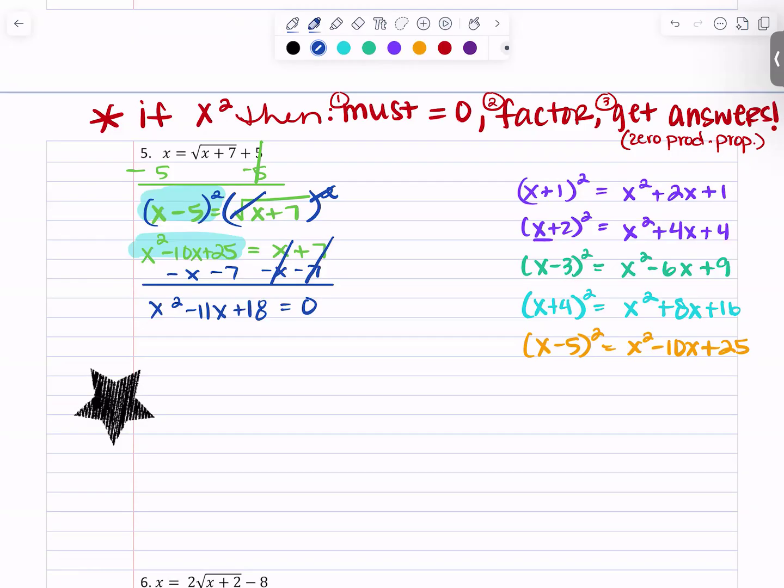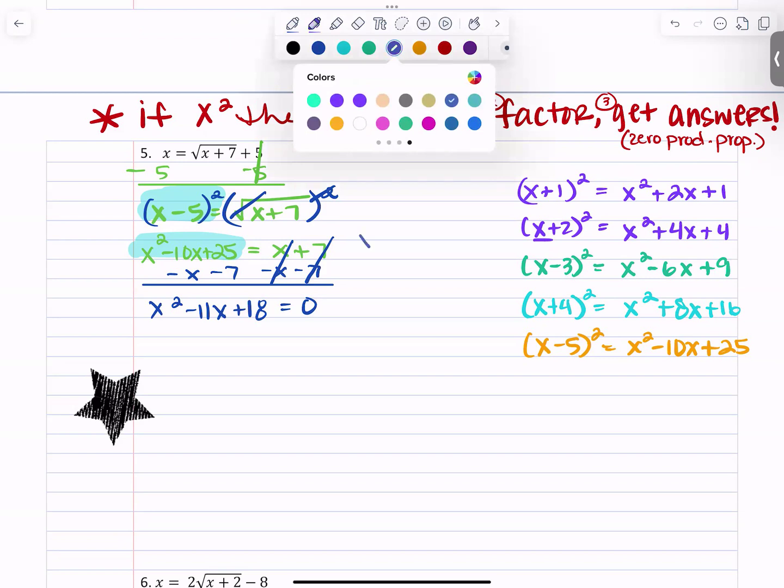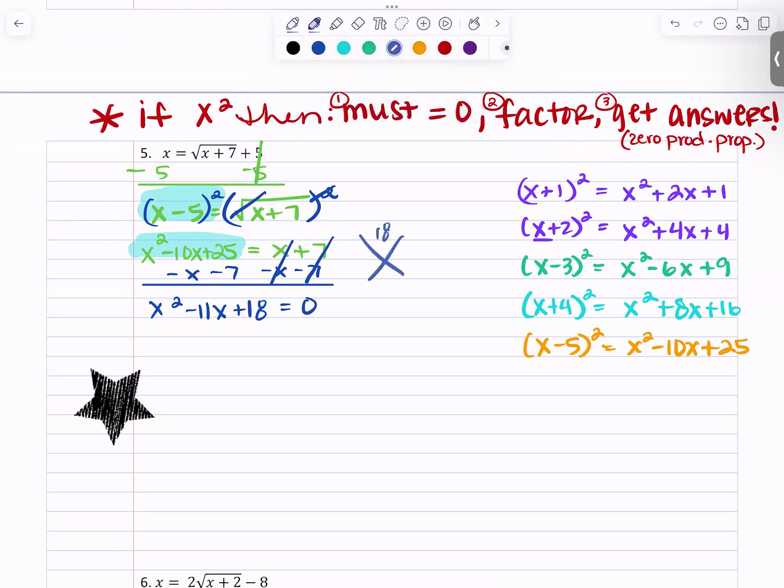Next step says factor, which we know factor means diamond. So you're going to throw it in the diamond. 18 and negative 11 is negative 9 and negative 2. X minus 9, x minus 2. Here's that zero product property. If they multiply to be 0, then it's what would make them 0. So 9 minus 9 is 0, and 2 minus 2 is 0. So those would be your answers.